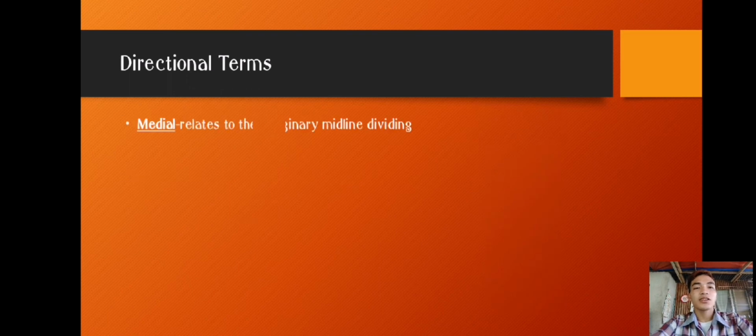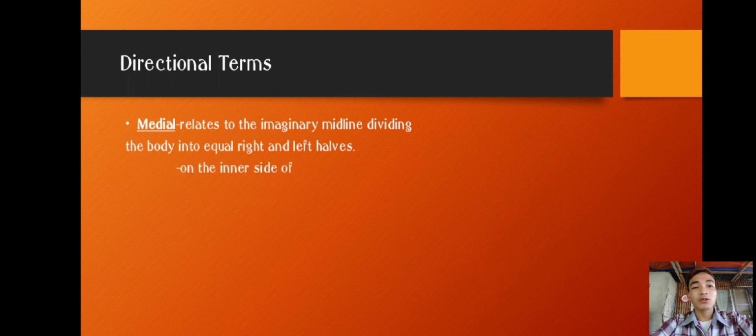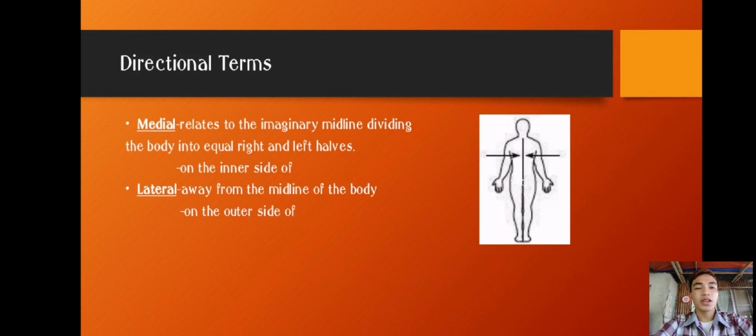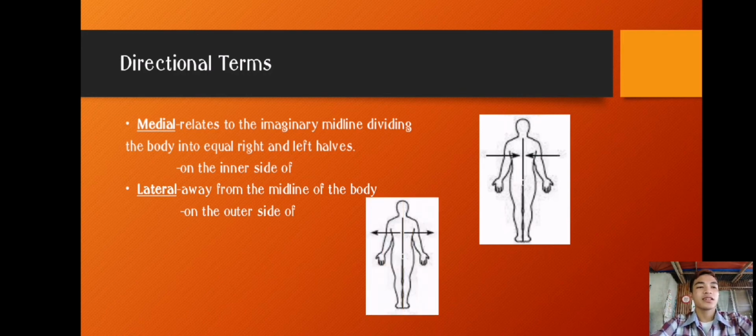Next, we have medial, relates to the imaginary midline dividing the body into equal right and left halves, or on the inner side of. So this is the picture. Next, we have lateral, away from the midline of the body or on the outer side of. This, away from the body. Then medial is inner.